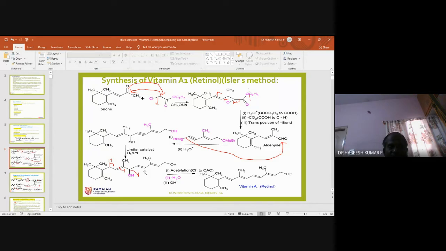Where there is a change, you concentrate on that, and the remaining thing you just retain. That is what you need to do when you are writing the scheme of synthesis of vitamin A or any other compounds.